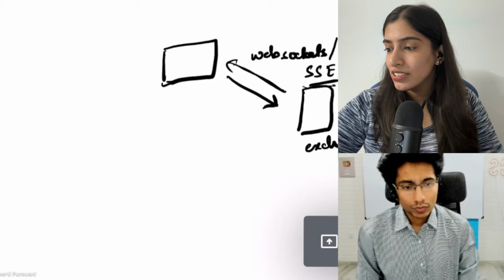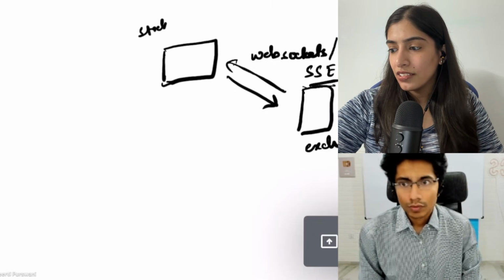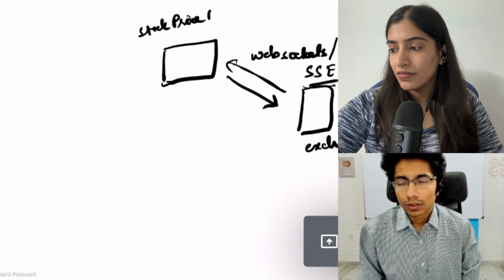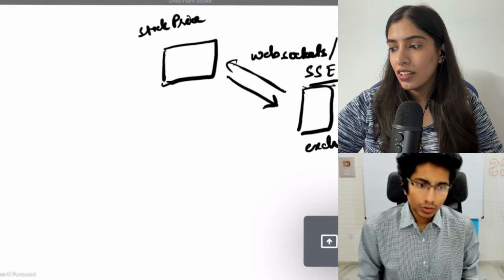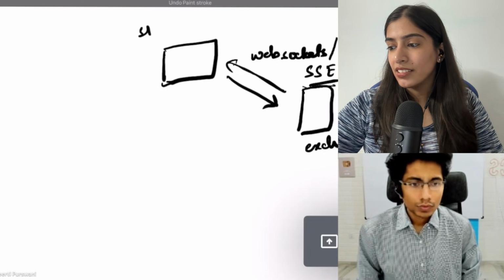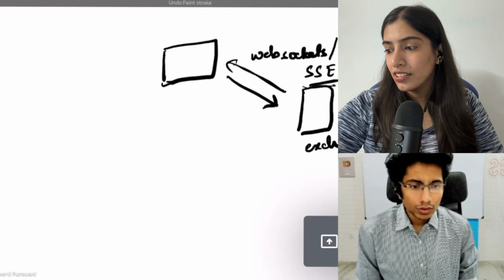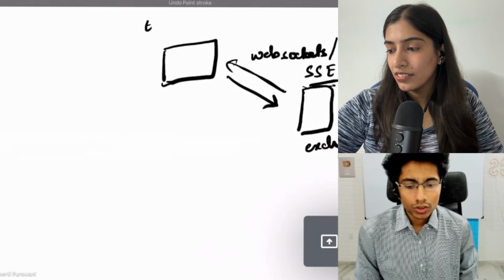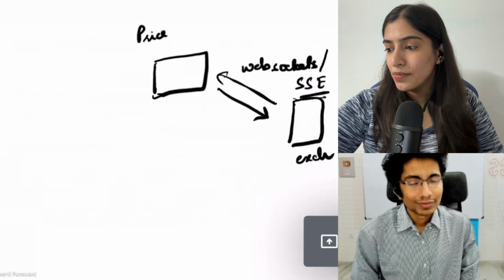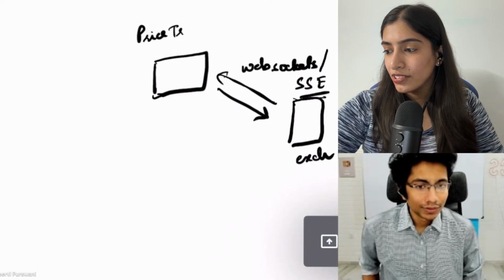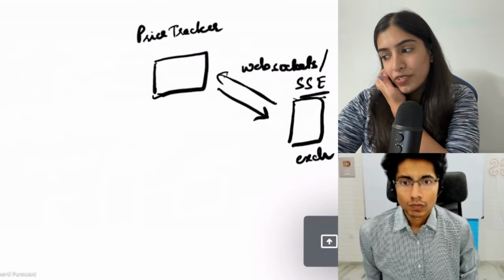What do we call this service? Stock price manager. I guess this is the one which is pinging the stock exchange to get the prices. Or maybe exchange connector or something. I think you can call it price tracker. Okay, fine. Price tracker. So now this service has all the latest prices from this exchange.